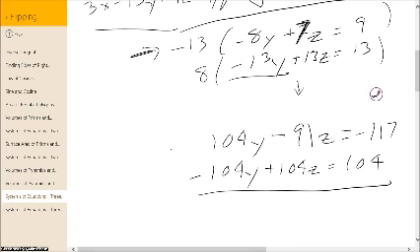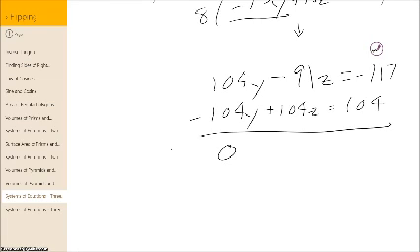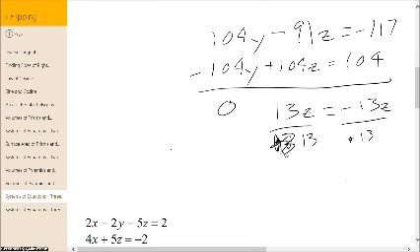Now I combine. Okay, again, this is pretty much the same thing you were doing the other day. My y's canceled out. Negative 91z plus 104z gives us 13z. And negative 117 plus 104 equals negative 13. I can divide now both sides by negative 13, or excuse me, by positive 13. I get z equals negative 1. There's part 1.